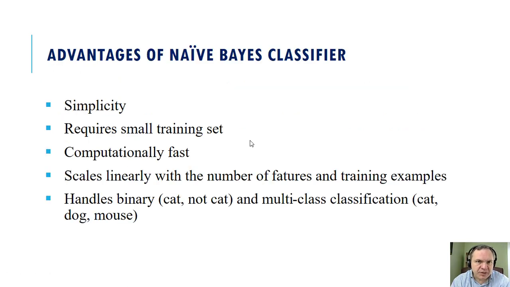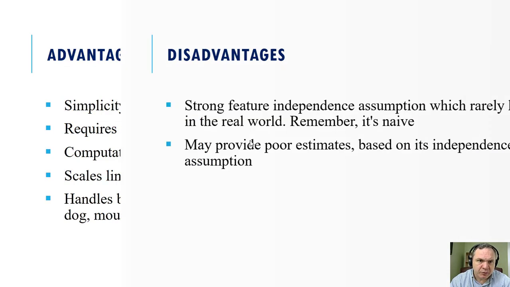What are the advantages of using naive classifiers? First, it's conceptually simple. It's based on probability theory, nothing really fancy. Second, it requires a small training data set. It is fast computationally, and it scales linearly with the number of features and training examples. So the computational complexity isn't bad, and it can handle binary classification, like is this animal a cat or not a cat, versus multiple classification, is this animal a cat, dog, mouse, lion, etc., whatever you want.